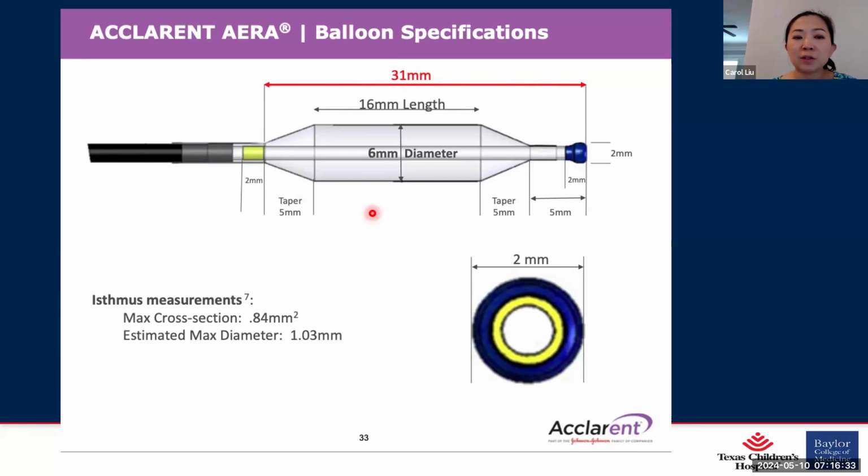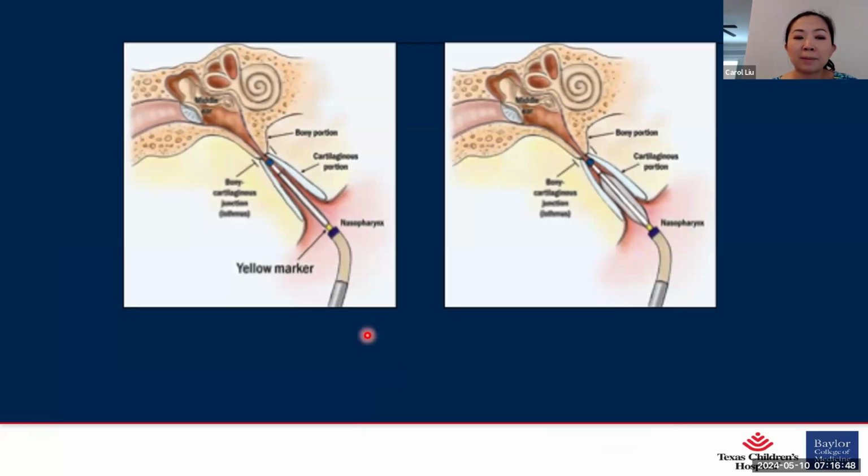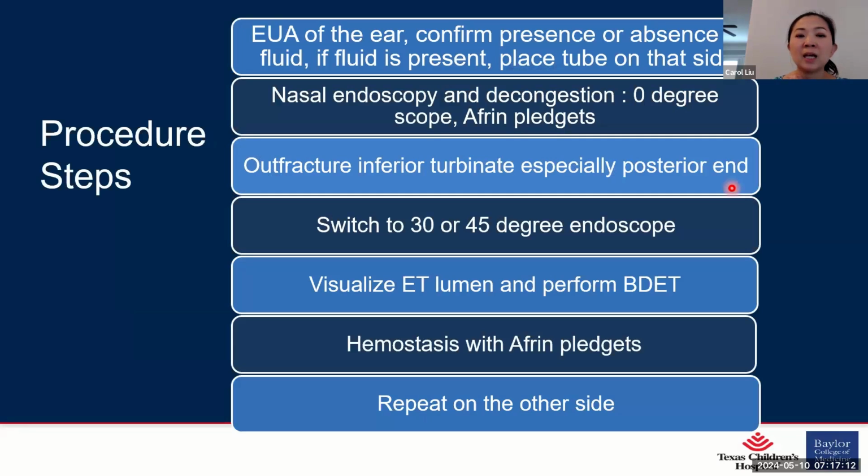The size is standard for adults: 6 millimeter diameter, and 16 millimeters in the actual balloon, the part that will achieve the maximal dilation diameter, but the whole balloon length is about 31 millimeters. So what will happen is, when you insert the balloon, the bulb tip will stop the balloon from going past the isthmus of the bony eustachian tube. And once you dilate, the tip will keep everything in place without sliding.